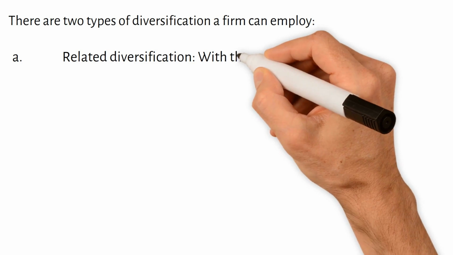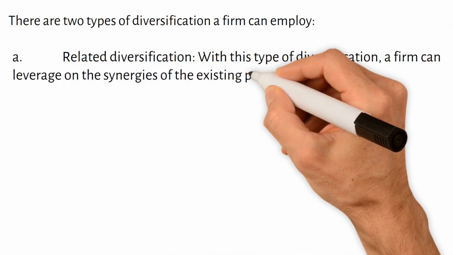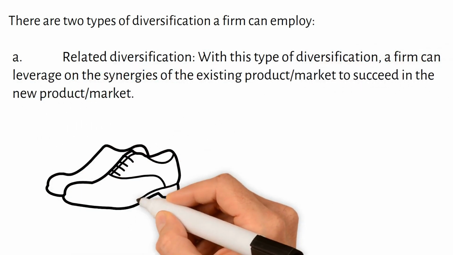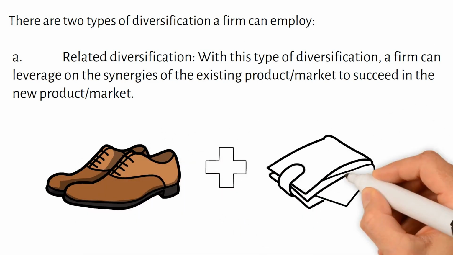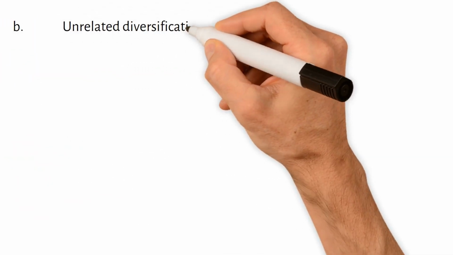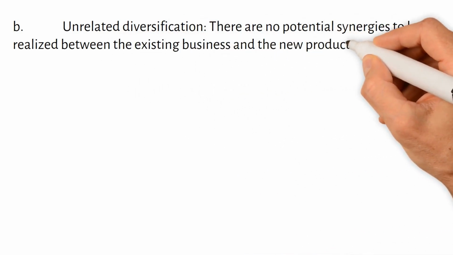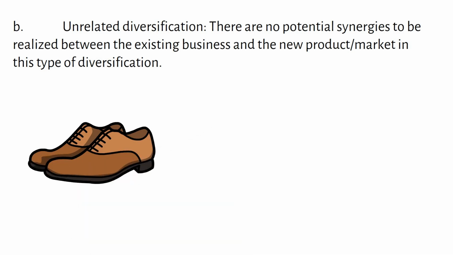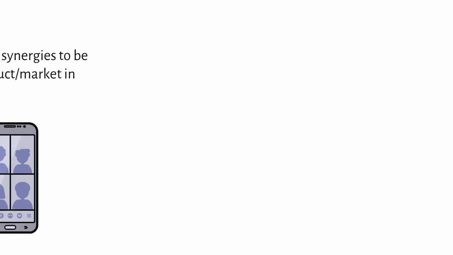Related diversification. With this type of diversification, a firm can leverage the synergies of the existing product or market to succeed in the new product or market. For example, a leather shoe producer that starts a line of leather wallets or accessories is pursuing a related diversification strategy. Unrelated diversification. There are no potential synergies to be realized between the existing business and the new product or market in this type of diversification. For example, a leather shoe producer that starts manufacturing phones is pursuing an unrelated diversification strategy.